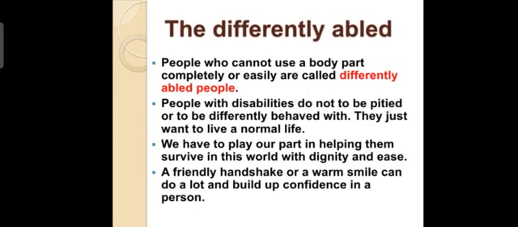The differently abled people who cannot use a body part completely or easily are called differently abled people. People with disabilities do not want to be pitied or to be behaved with differently. They just want to live a normal life. The visually impaired have to be guided, the mentally challenged need to be assisted, and the physically challenged need help to get things done for them.